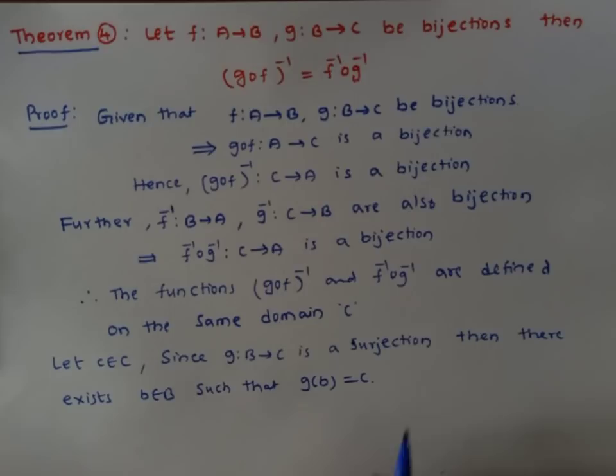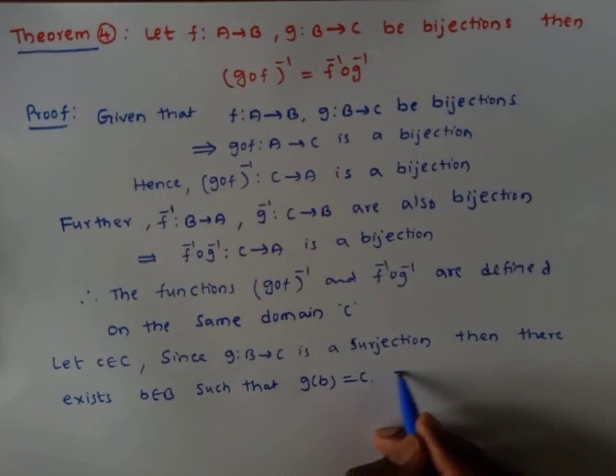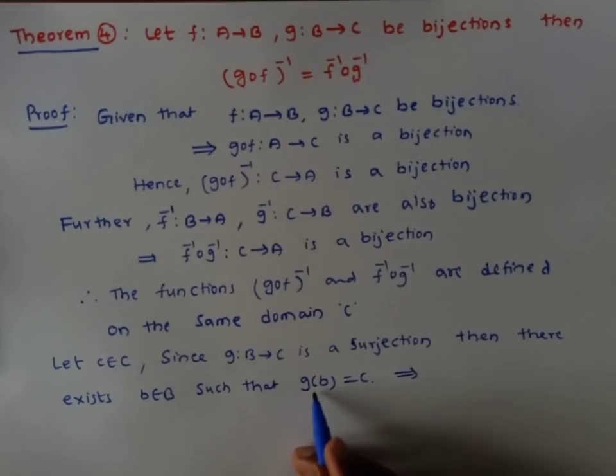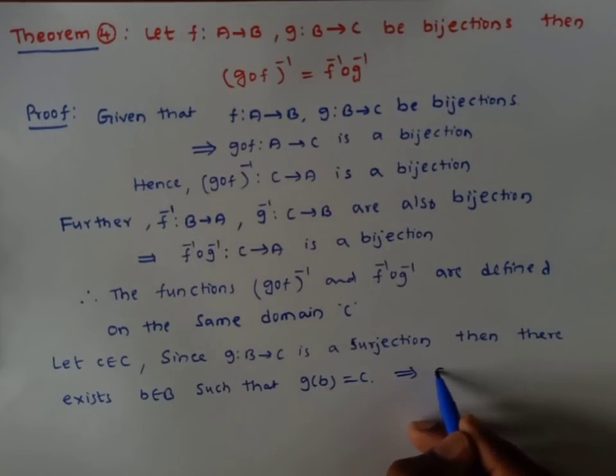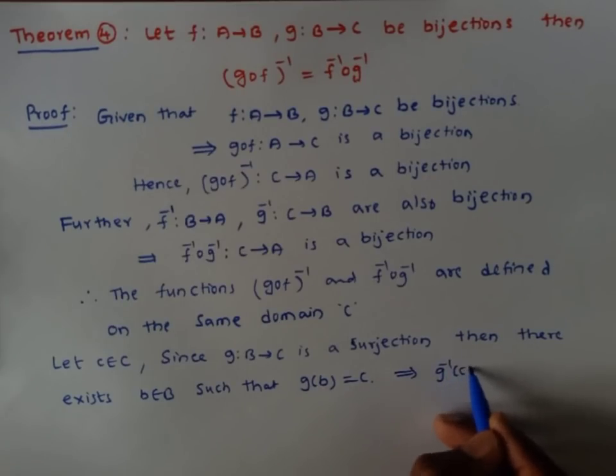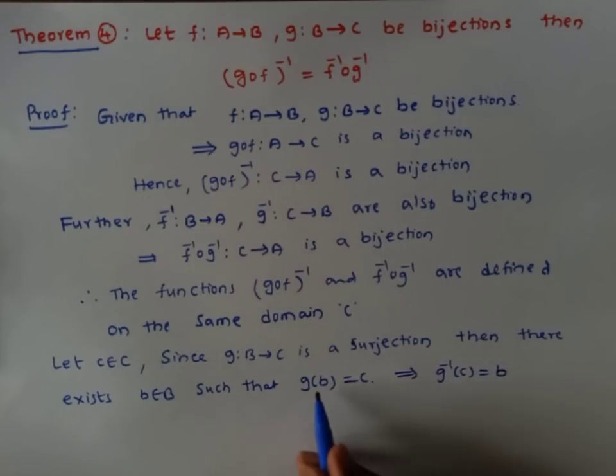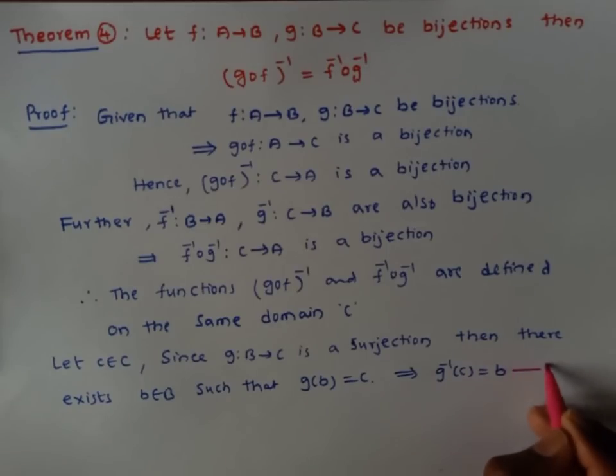And here the inverse for this already exists. So we can express this as G of b equals c, which means a pre-image also exists in reverse. So we can write this as G inverse of c is b also. G of b is c, nothing but G inverse of c is equal to b. So let it be, this is 1.